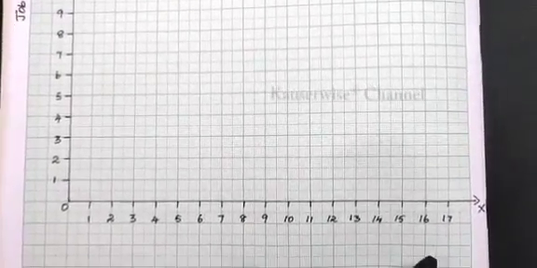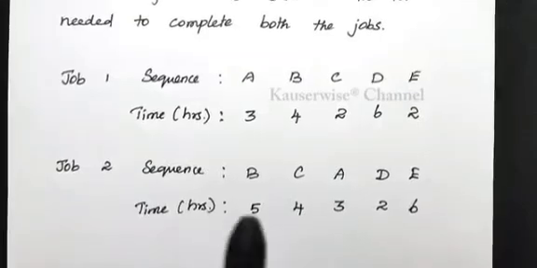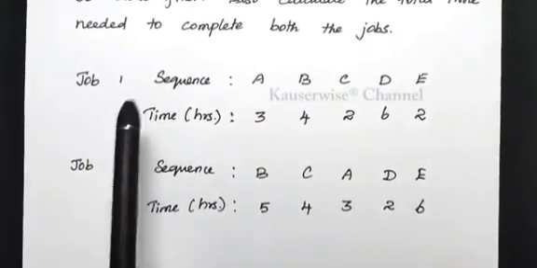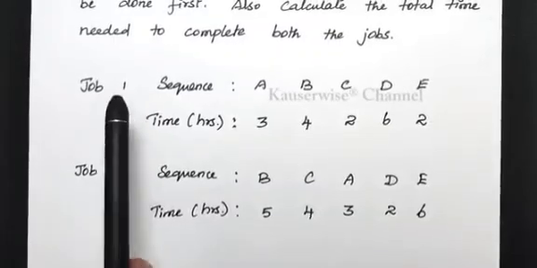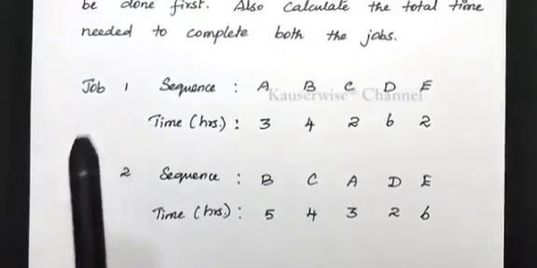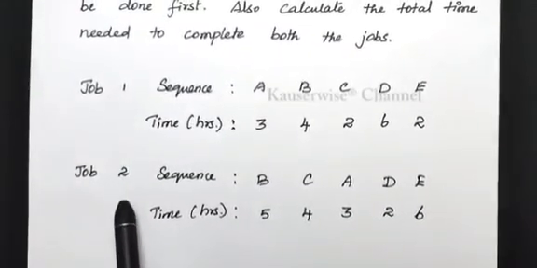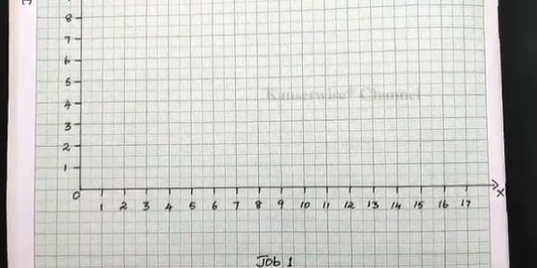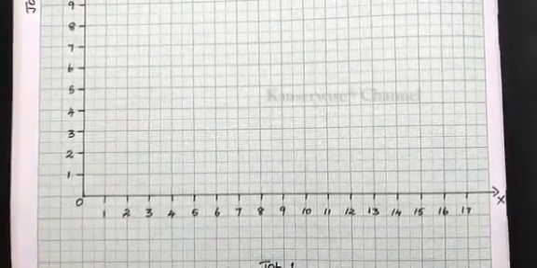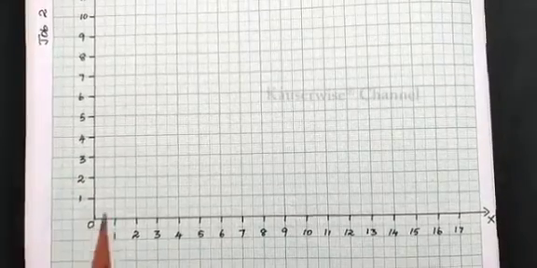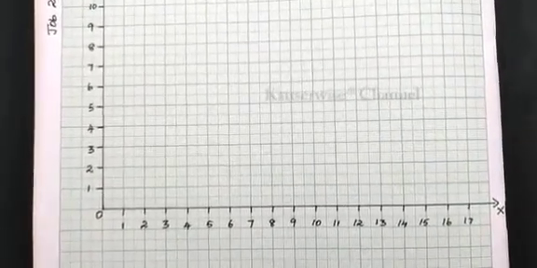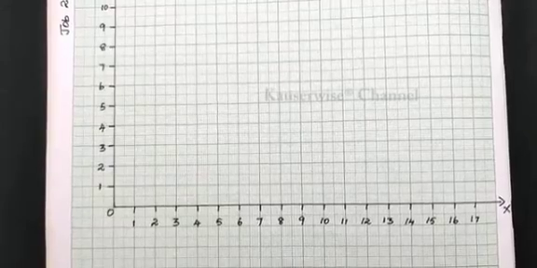Now the next step is to lay out the machine time for the two different jobs on the corresponding axes. That is, x-axis denotes job 1 and y-axis denotes job 2. Now see the graph. I am going to lay out the machine time for job 1 and job 2 according to the sequence given in the problem. First let us complete job 1, then we can go for job 2.